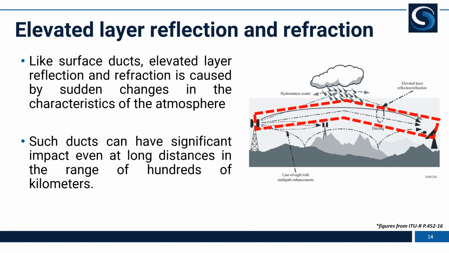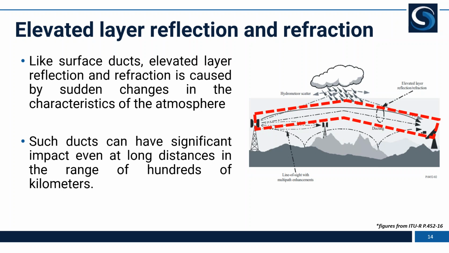Continuing on, now we're on the fifth propagation mechanism, and that's elevated layer reflection and refraction. So now we're talking about the Earth's atmosphere, but at higher altitudes. So previously for the troposcatter, we were looking at up to 6 to 10 kilometers from the Earth's surface. Now we're looking at layers above that. And like surface ducts, the elevated layer reflection and refraction is caused by sudden changes in the characteristics of the atmosphere. And this can lead to propagation over very long distances. We're talking hundreds of kilometers.